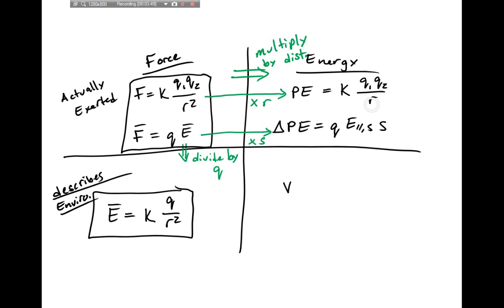To go from this to something that's describing the environment, I calculate how the potential energy would change, so the change in the potential energy, and then I divide that by Q. So again, we're taking these formulas up here, and we're just dividing by Q. So I can see that the voltage that is created by a single point particle is just equal to KQ divided by R. So I've taken this formula up here, KQQ divided by R, and I just divided off one of these Q's, and that's how I get the potential.